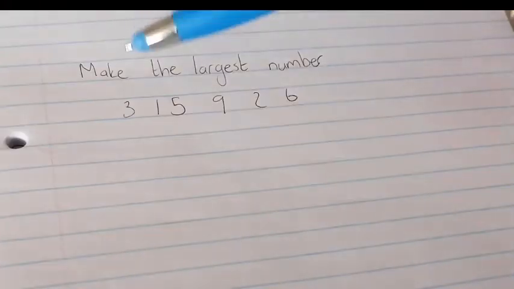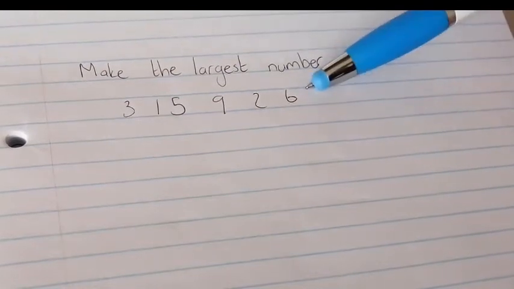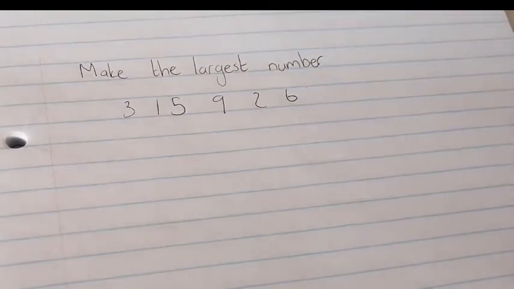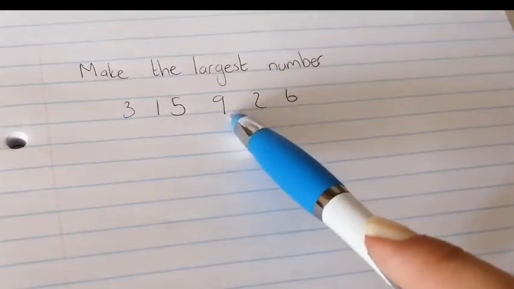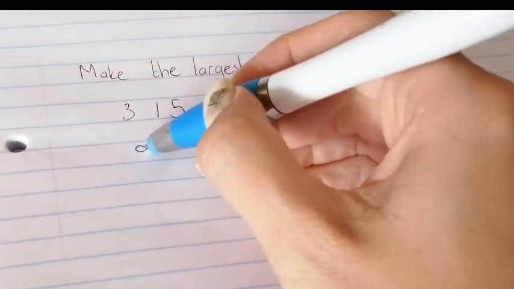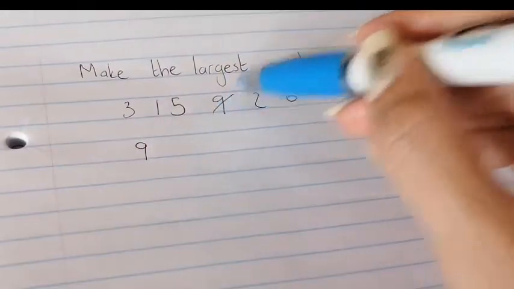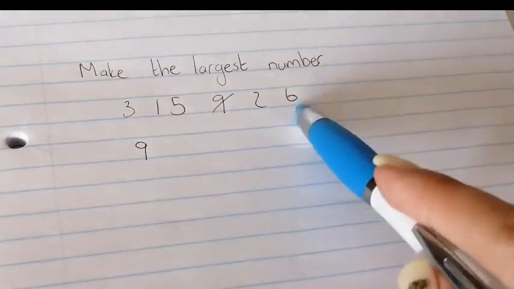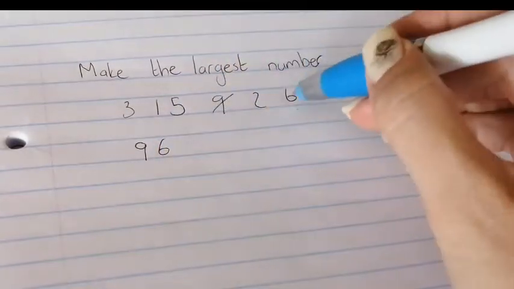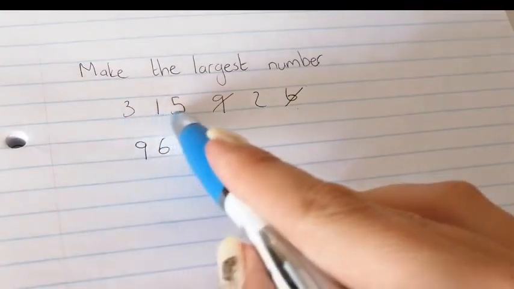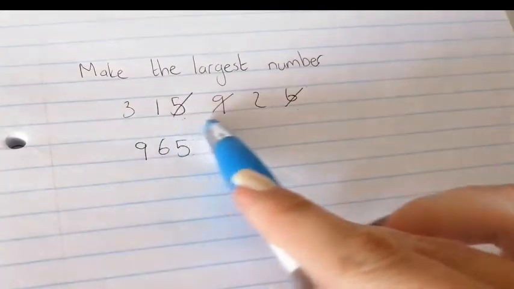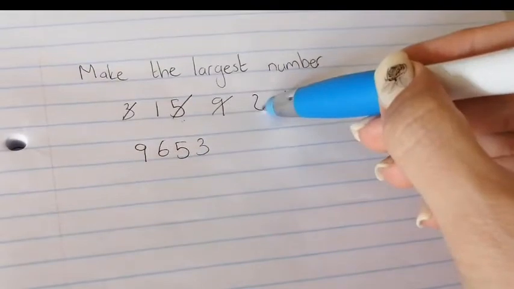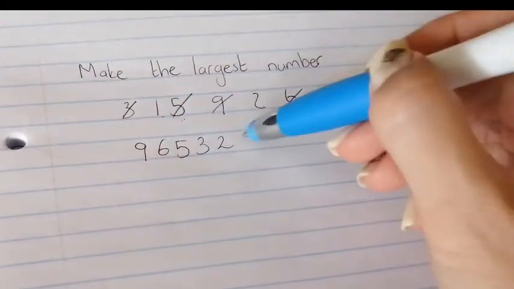Sometimes you'll get a question like this: make the largest number, and then they'll give you digits. So with those digits, you need to make the largest number possible. Sometimes they'll ask for the smallest number, but in this case, let's keep it largest. So just go look for the largest number that you see there, which is 9. The next one would be 6. The next one would be then 5. The one that comes after 5 is 3. So just write that down. And then 2 and 1. So my new number is now 965,321.